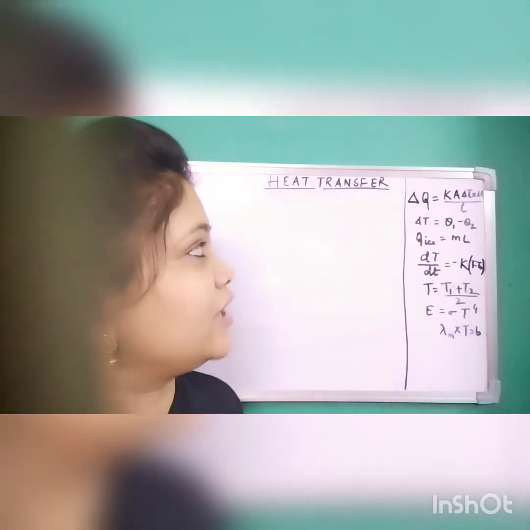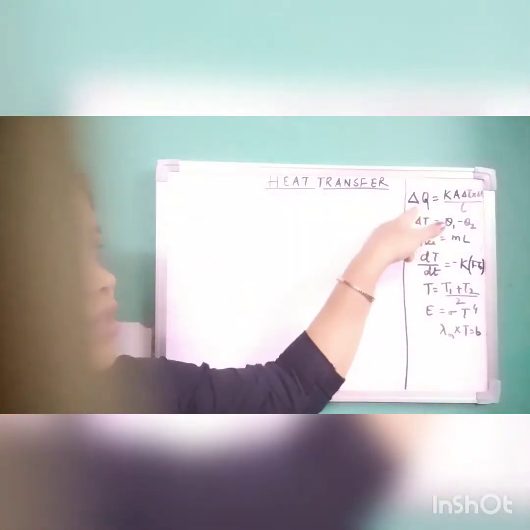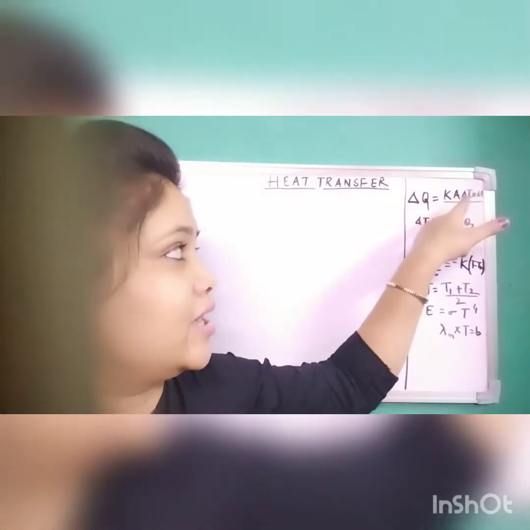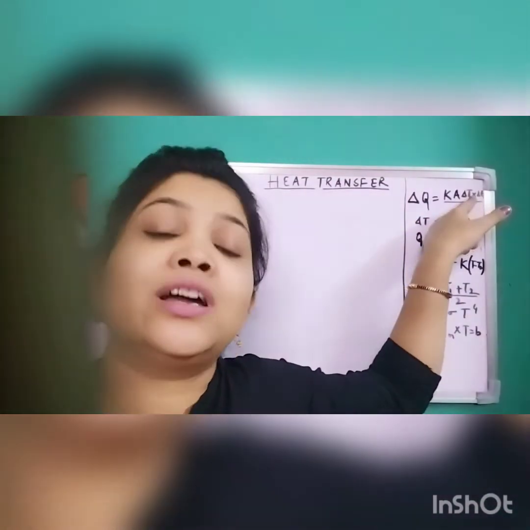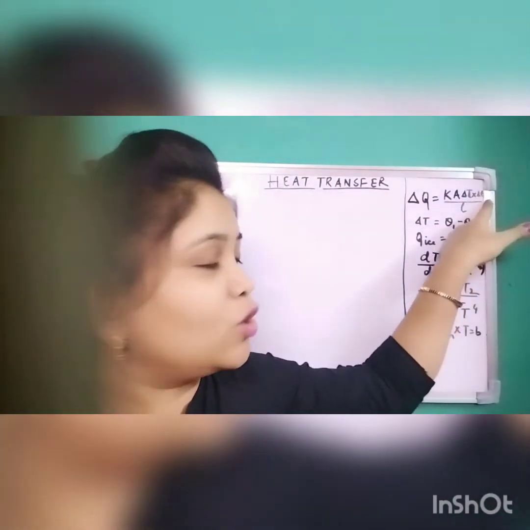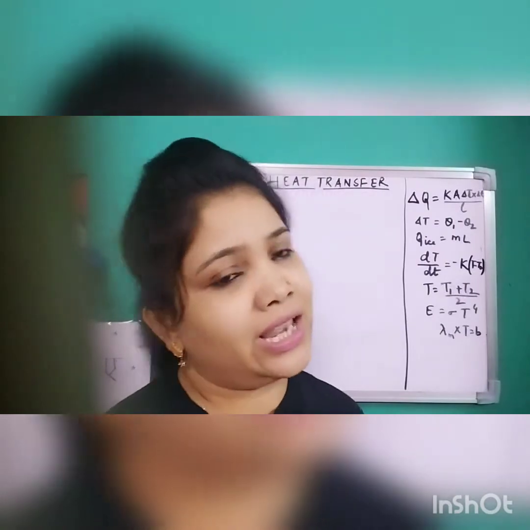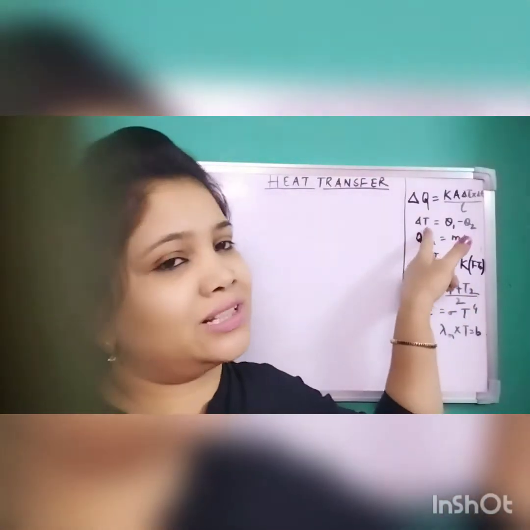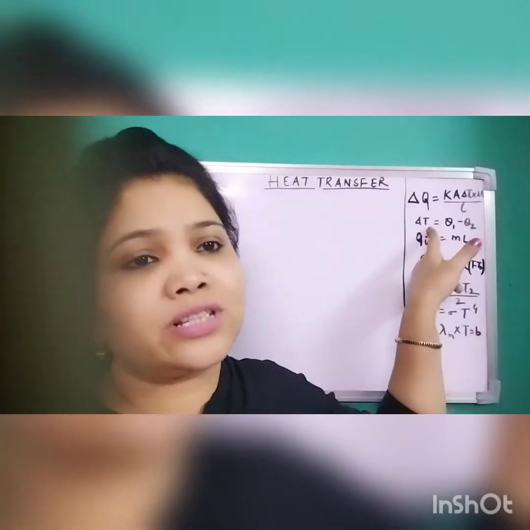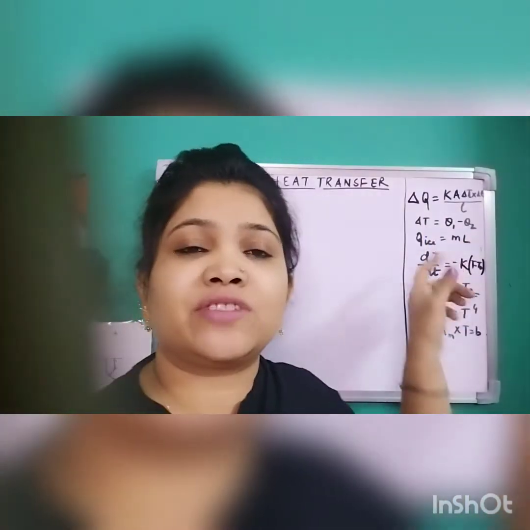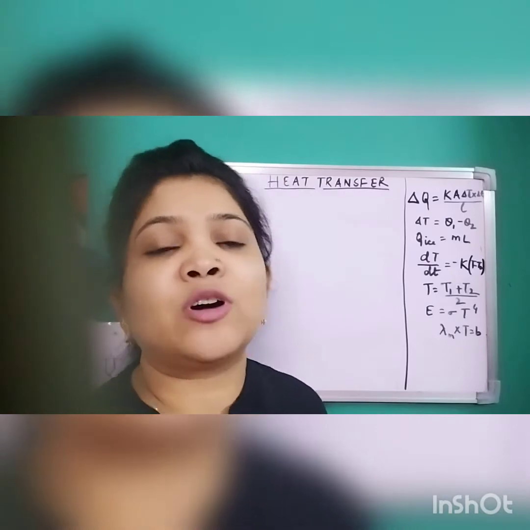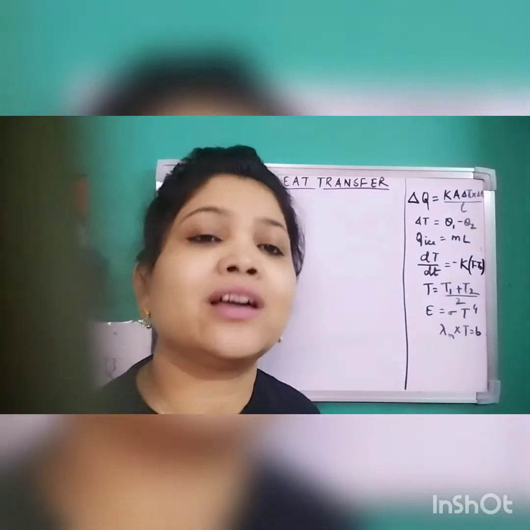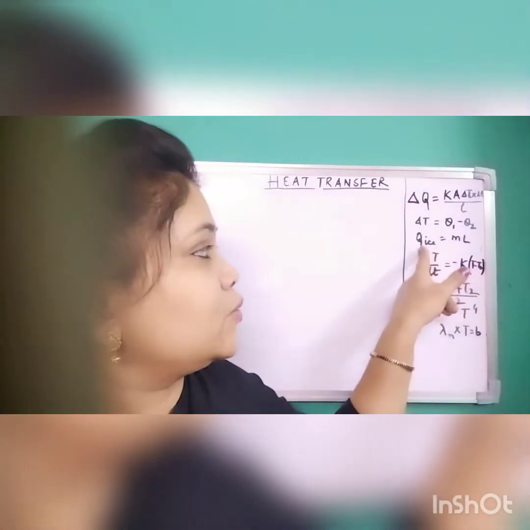One is the formula of amount of heat, which is delta Q is KA delta T by L, where K is the thermal conductivity, A is the area, delta T is the change of temperature, delta small t is the change of time, and L is the length of the body. Delta T, as I told you, is nothing but the change of temperature, theta 1 minus theta 2. Now, Q ice, which you have done before also, the amount of heat needed by ice is nothing but M into L, where M is the mass and L is the latent heat.